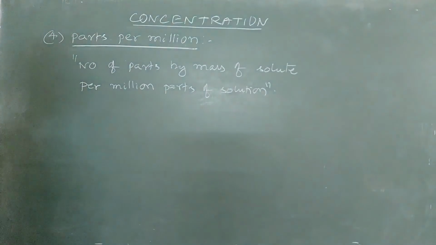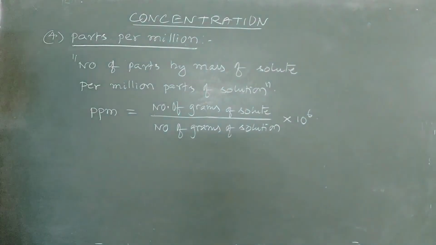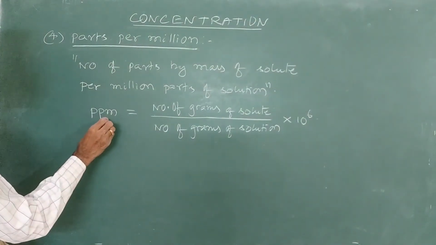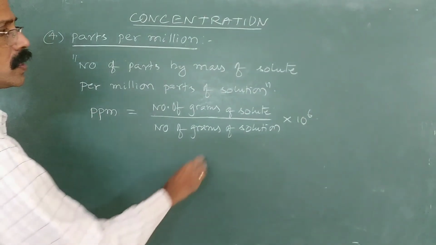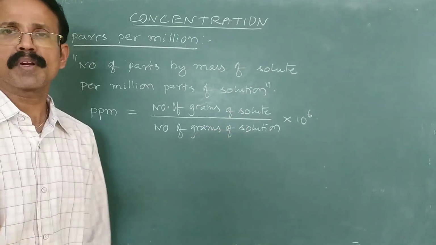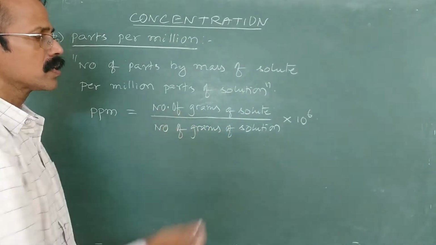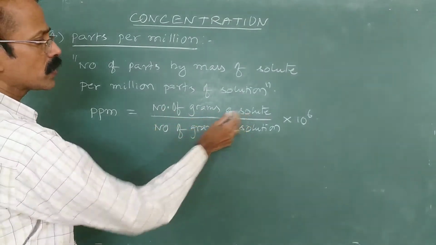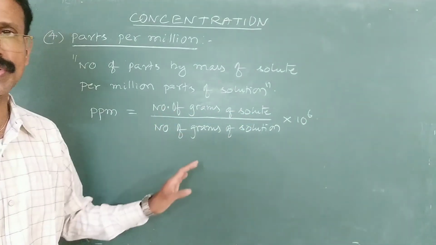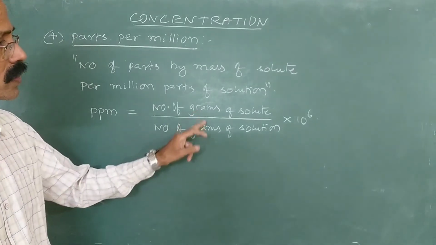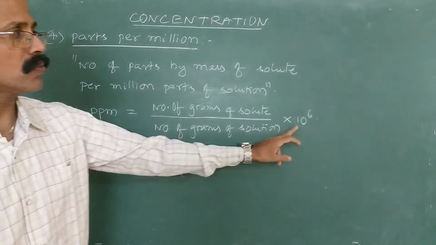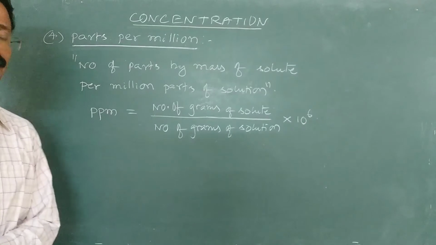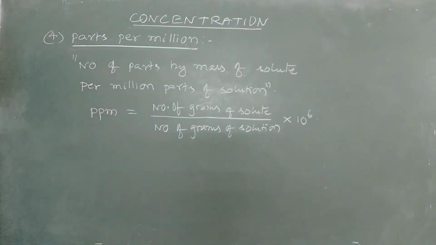Now ppm concentration of solute is equal to the number of grams of solute, or milligrams, or whatever unit you want to take, divided by the number of grams of solution. If you take grams here, you have to take grams there also, multiplied by 10 to the power 6. Now let me give an example for calculation of ppm concentration of solute.